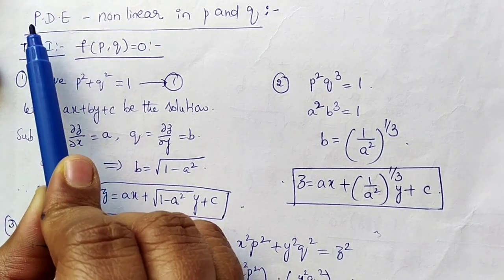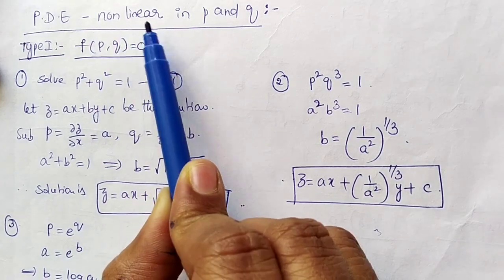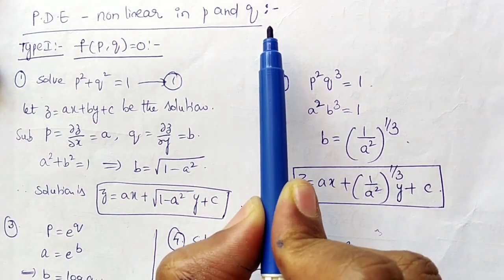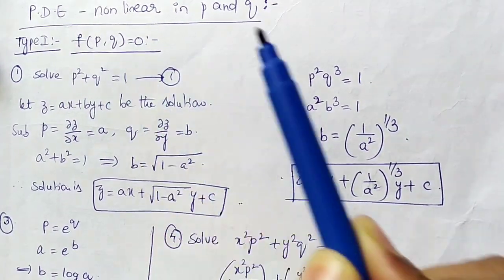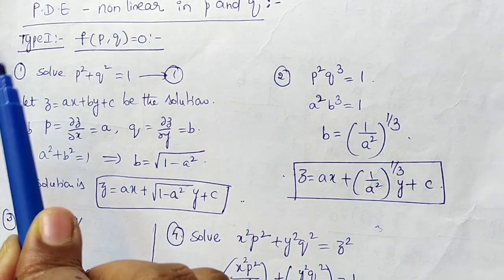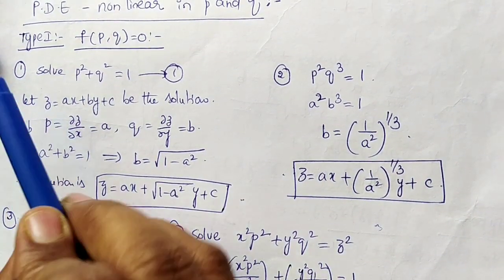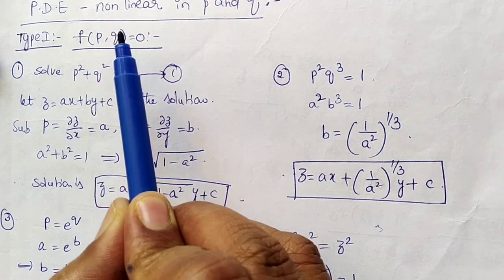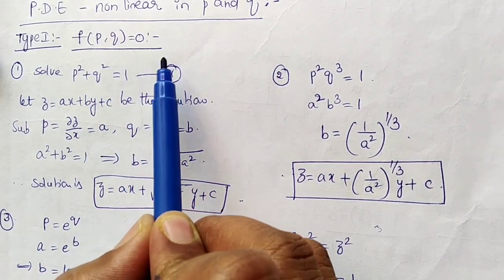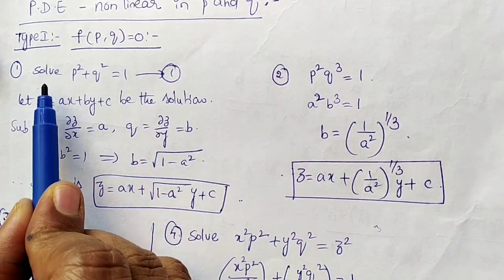Another topic is partial differential equations, non-linear in p and q, like p square, q square. These will be different questions. In that, we have 4 types. Type 1 is, if the function is having only p comma q, then how to find the solution.